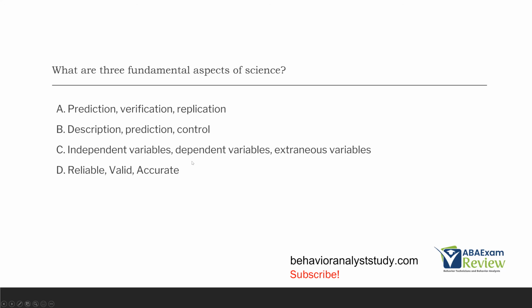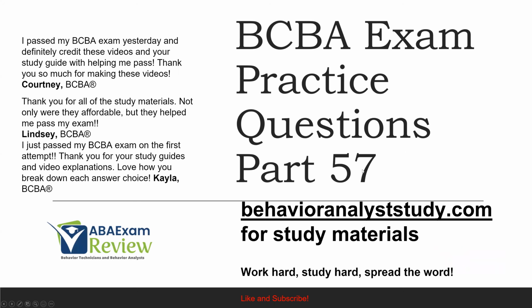C, independent variables, dependent variables, and extraneous variables. Well, those are more experimental design. And then D, reliable, valid, and accurate. That is what we're looking for in good data. So you need to know all four of these trios and what matches to which. But if we're talking about aspects of science, well, we're really talking about description, prediction, and control.